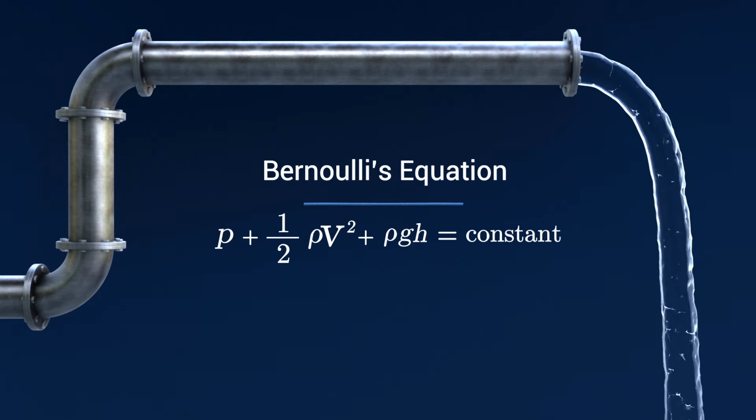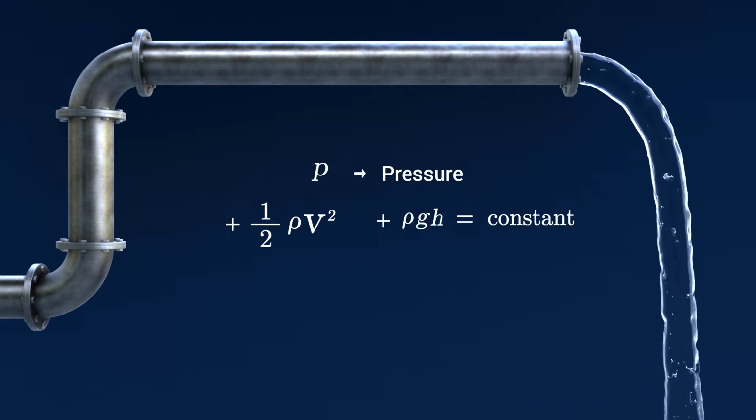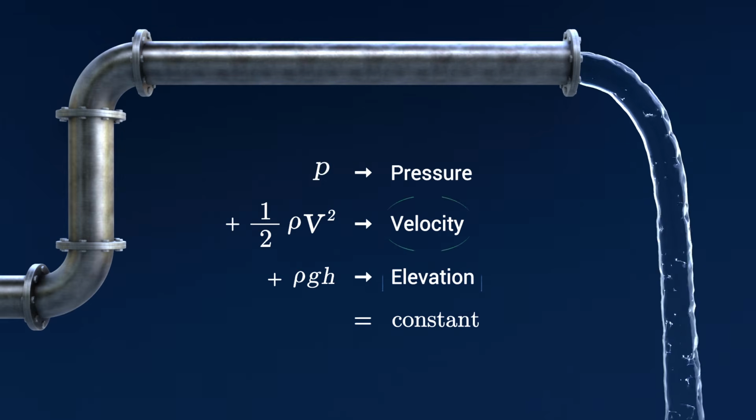Bernoulli's equation is one of the most important relationships in fluid mechanics. It connects pressure, velocity, and elevation through conservation of mechanical energy. But as we've seen, it only works when its assumptions are satisfied. Used correctly, it becomes an incredibly powerful engineering tool. Used incorrectly, it can lead to completely wrong conclusions.